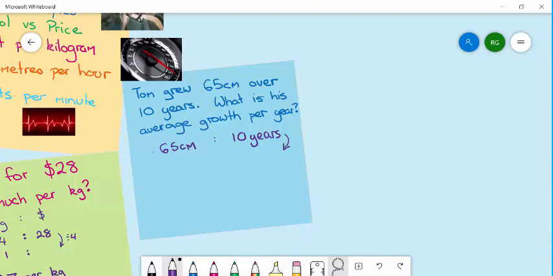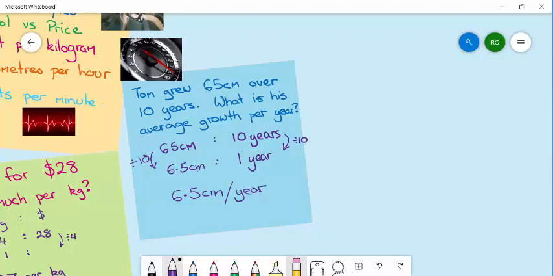to work out what 1 year is, we're going to need to divide both by 10. Divide by 10. And we're going to find that that equals 6.5 centimeters per year. So his growth rate is 6.5 centimeters.